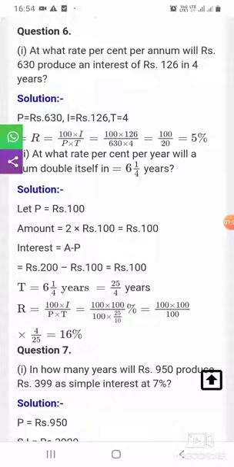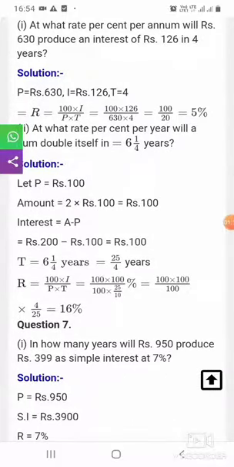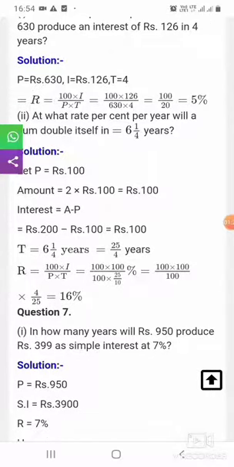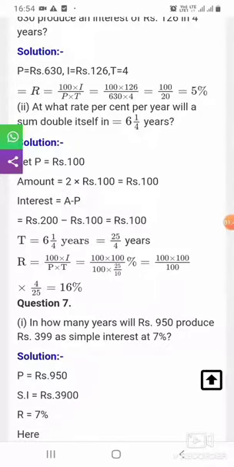Now as usual, if you go back to the formula, SI is equal to P into T into R by 100. What we are supposed to find is the rate of interest. So R is equal to, sending all the remaining variables across, 100 into I by P into T. Substituting the values, we get 100 into 126 by 630 into 4. You can simplify it like this. 4, how many times is it? 25 times. And we get 100 by 20, that is 5%. So 5% is what we get as the rate of interest per annum.